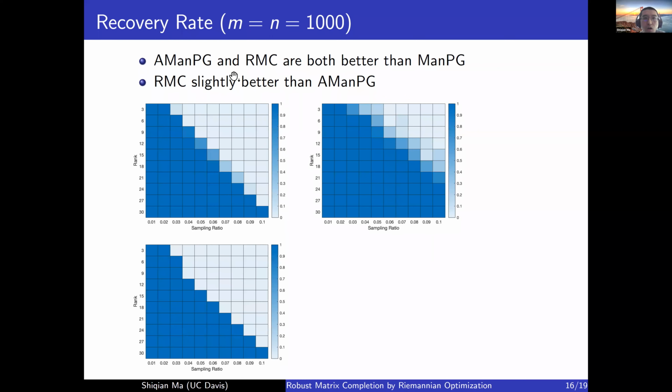We also showed the recovery rate of the algorithms. So this one is our AManPG algorithm. This is our ManPG algorithm. This is RMC. Basically, the white cell here means perfect recovery, and the dark blue means failures. We found that AManPG and RMC are both better than the ManPG algorithm. But this time we found that the RMC algorithm actually can do better than our AManPG algorithm. So our AManPG is slightly worse than the RMC algorithm.